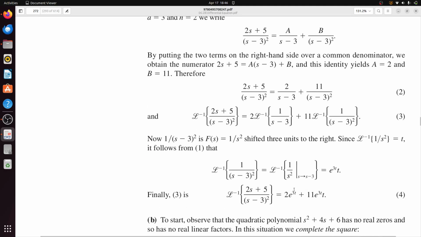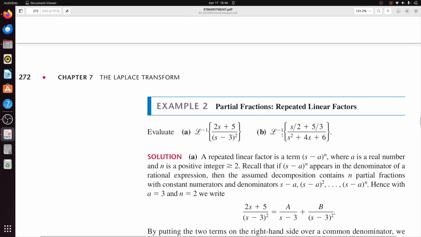Now the next problem is that you need to determine the Laplace inverse transformation for the function (s by 2 plus 5 by 3) divided by (s square plus 4s plus 6).